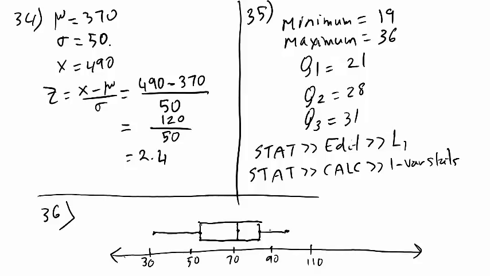Bingo. That's a box and whisker plot. 37.